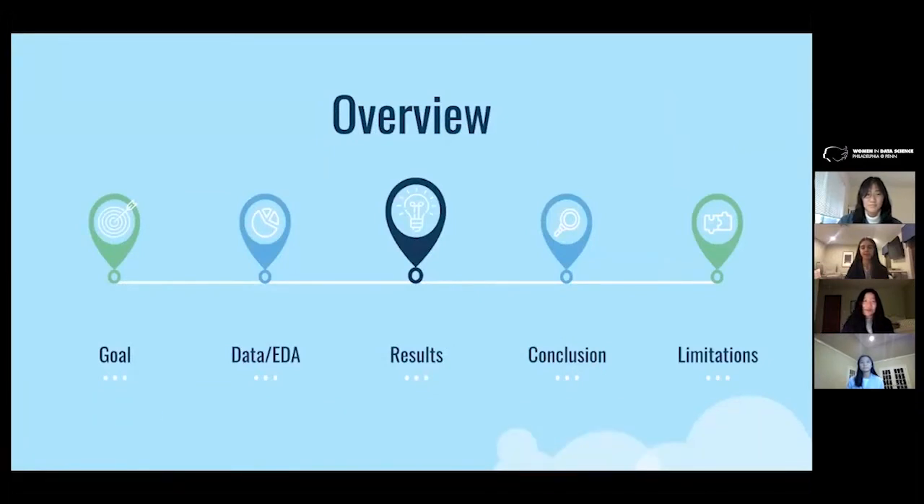Here's an overview of what we'll be walking you through today. We'll start with goals and introduce our data, lead into results, and finally wrap up by talking about our conclusions and limitations.